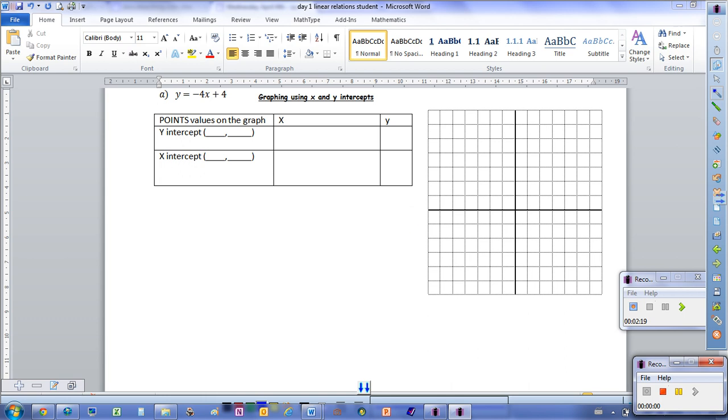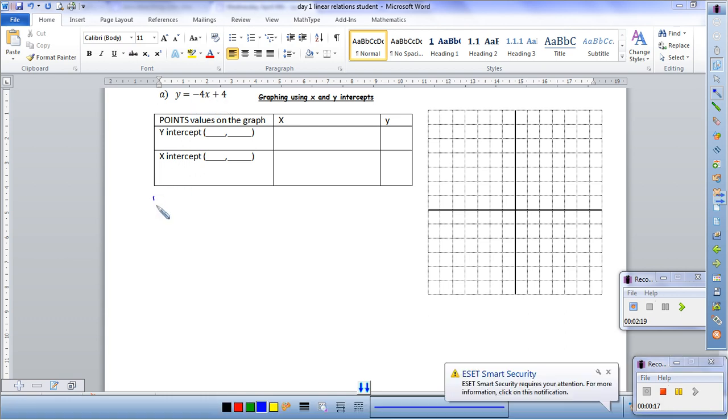The second method we learned in graphing an equation on the graph was using x and y intercepts. Now we have the first example, y equals negative 4x plus 4. I still want you to be able to identify the slope of each equation, and I'm just going to remind you that the slope in this case is the coefficient of x. So the slope is negative 4.